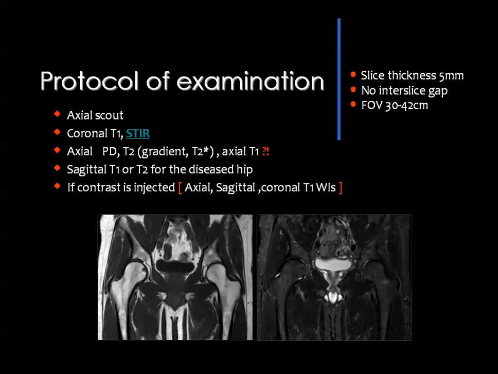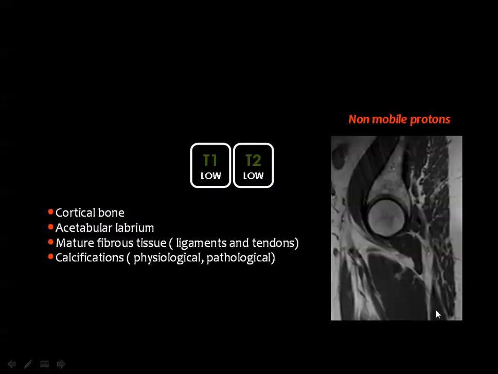Then the protocol should include coronal T1 and the coronal STIR, axial proton density or T2 fat suppression or gradient image, and we have only one sagittal plane for the diseased hip, which I prefer to obtain in the T2 or the FATSat T2 weighted images. Then if we are going to inject the patient with contrast, we may have axial and coronal T1 weighted images after gadolinium injection.